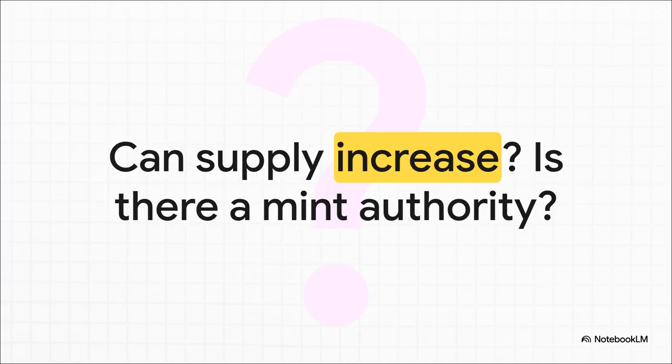So let's start with supply control. The question you have to ask is, is there some kind of mint authority, an owner, or a special role that can just increase the total supply? This is so fundamental. Are you buying a slice of a pizza that has a fixed number of slices, or a pizza that the chef can add more slices to whenever they feel like it?